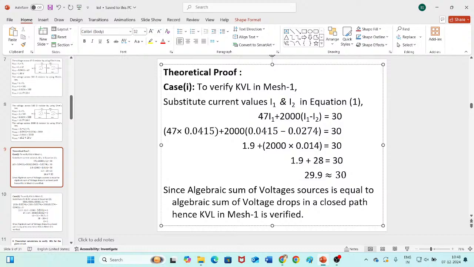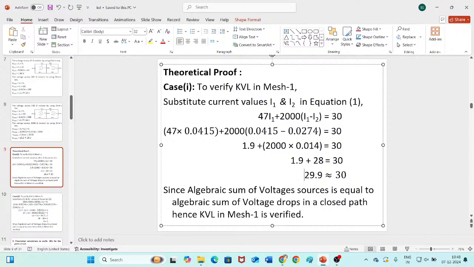So here just solve this equation. 1.9 plus 2000 into 0.014, and 2000 into 0.014 I have got 28. So 1.9 plus 28, you simplify it, you will get 29.9 equal to 30. So 29.9 is not exactly equal, but approximately 29.9 means it is 30.